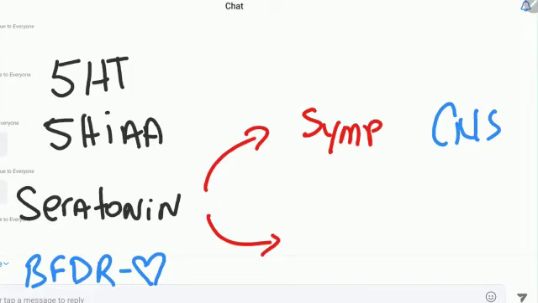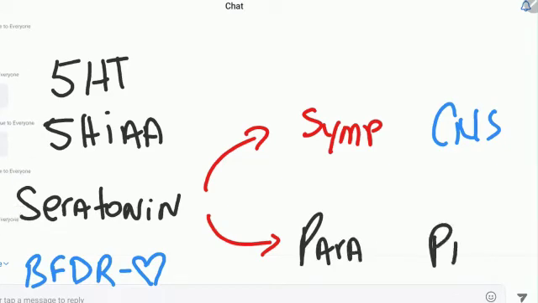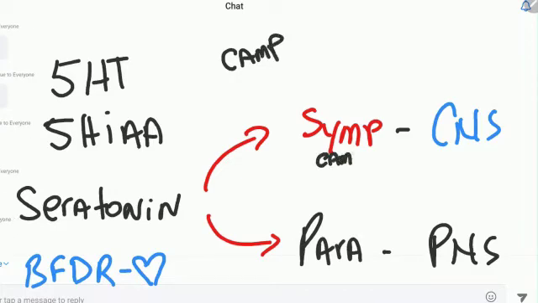Absolutely parasympathetic. See that? Well, wait a minute, but you just told me that serotonin was sympathetic. Unless it changes depending on where it's found. So in the CNS, serotonin is sympathetic. In the PNS, serotonin is parasympathetic. Interesting. This is how I know this to be true. Many of you are probably drinking coffee right now. That coffee is going to increase cyclic AMP, which just so happens to be the second messenger of serotonin.